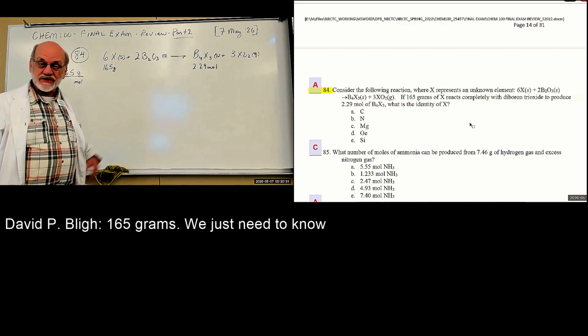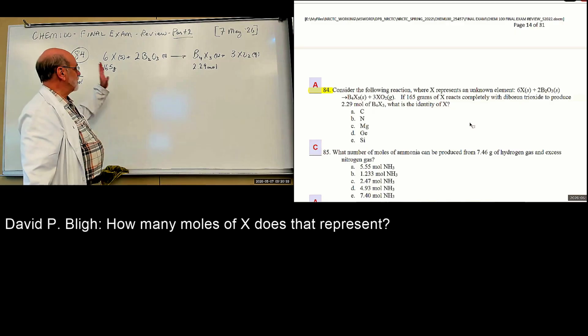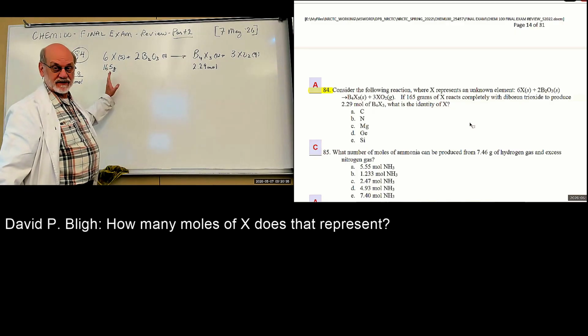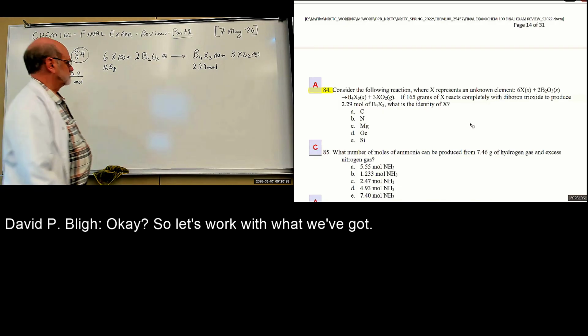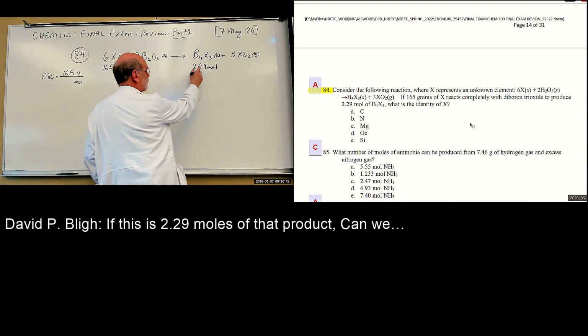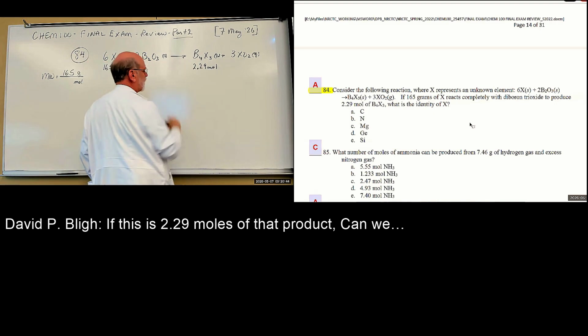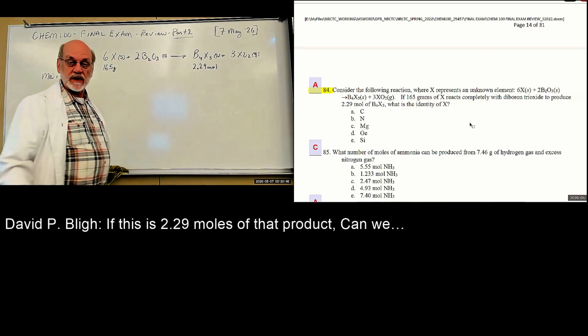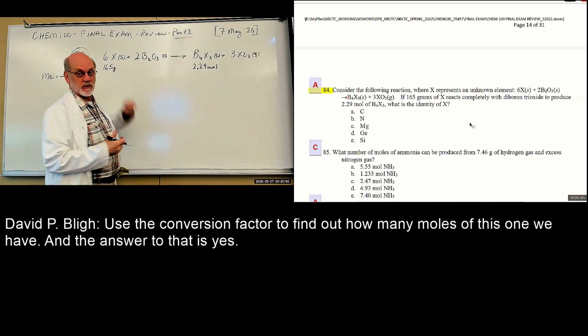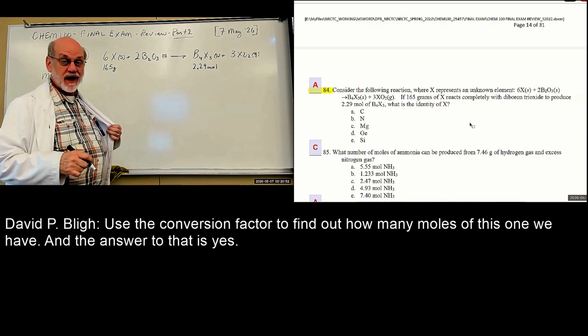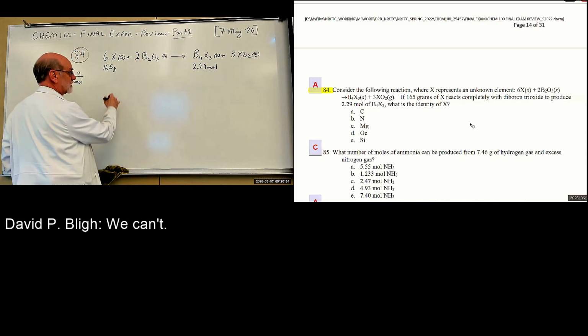165 grams. We just need to know how many moles of X that represents. Okay, so let's work with what we've got. If this is 2.29 moles of that product, can we use a conversion factor to find out how many moles of this one we have? And the answer to that is yes, we can.